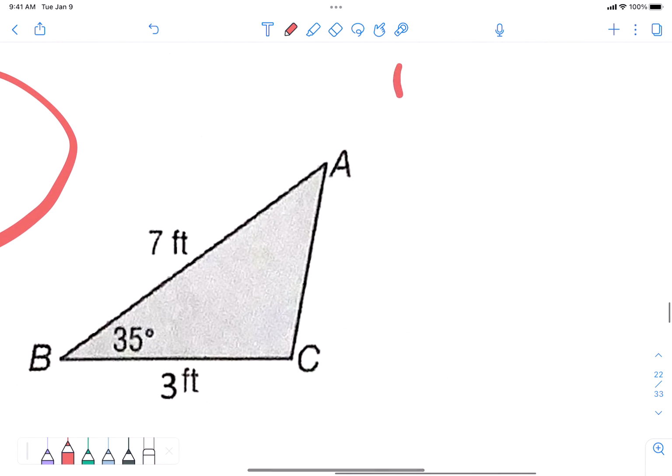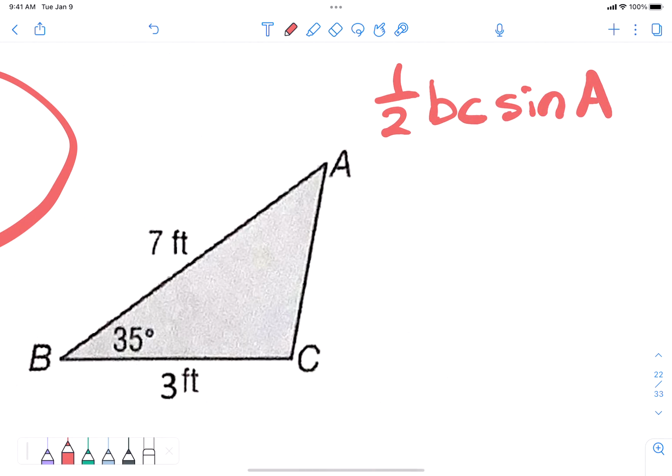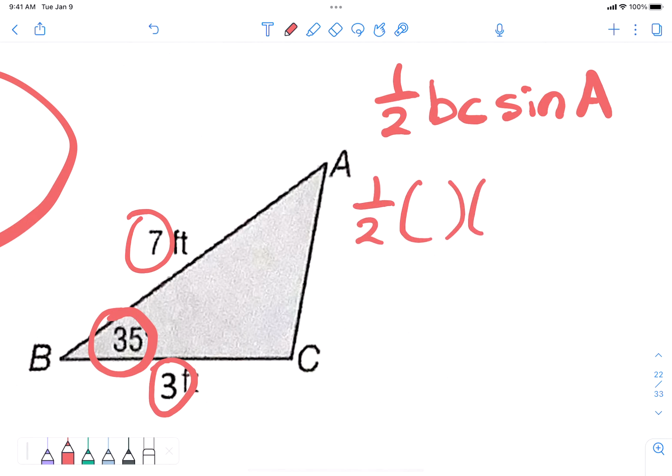So we have 1/2 BC sine of A. That's the formula, except they don't give me angle A. They give me angle B. But it doesn't matter where they're located, just as long as the 2 sides that I'm given are adjacent to the angle, right? Are the 2 sides that I'm given adjacent to the angle? Yes. So I just plug them in. B and C can go wherever they want to, sine of the angle, which is 35. Would you like to put the 7 first or the 3 first?